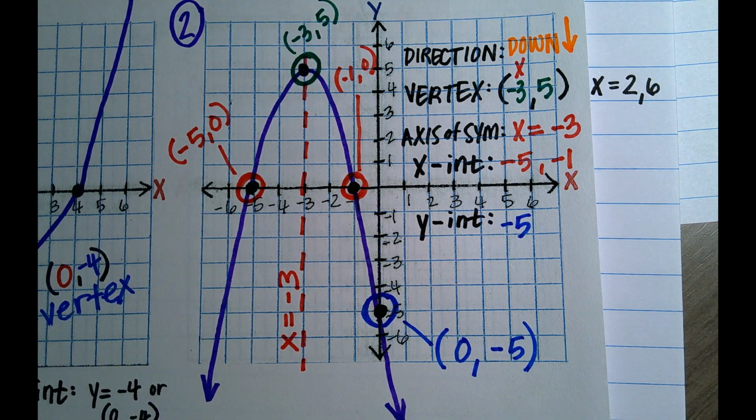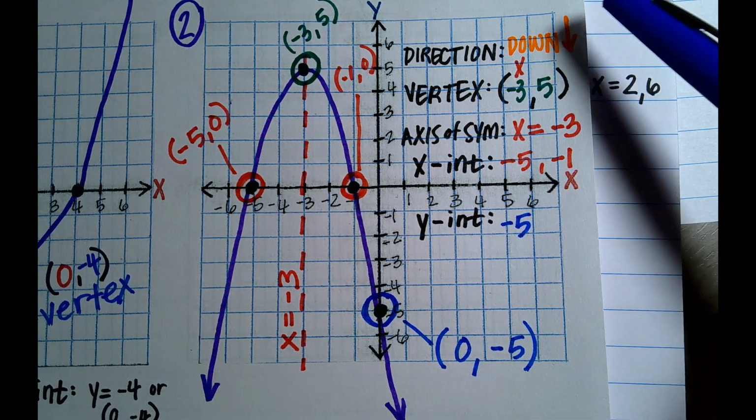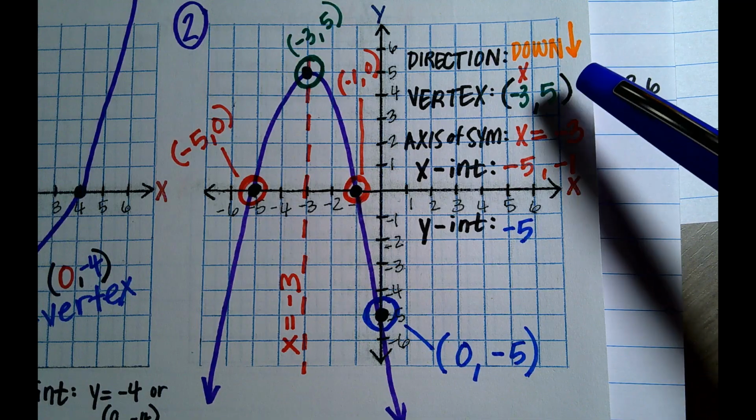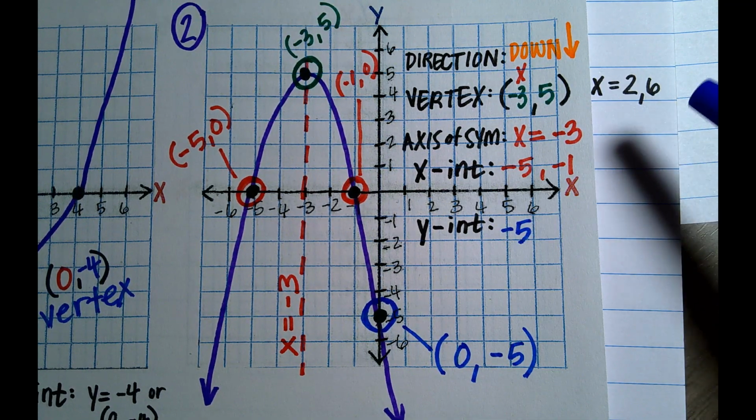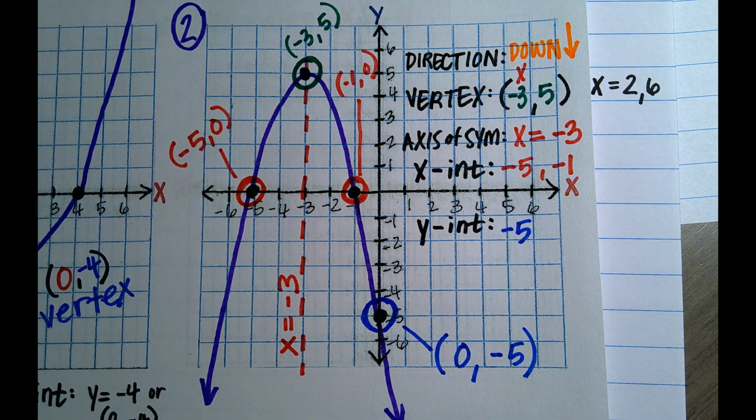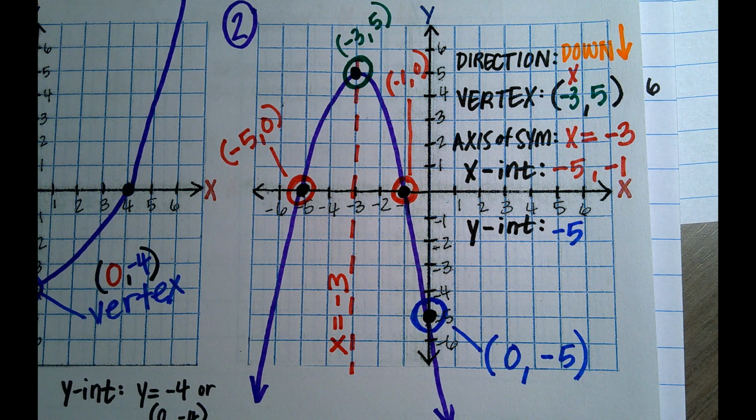This is all you'll have to do on your quiz. This will already be drawn. You will just have to say up or down. The only coordinate you have to give me is the vertex. Everything else you can just give me numbers. Okay? So, there's our second parabola.